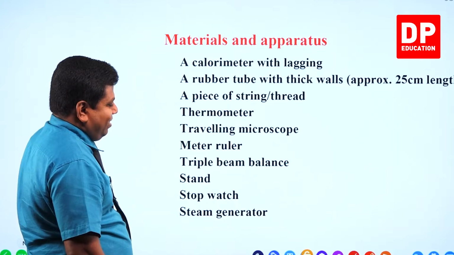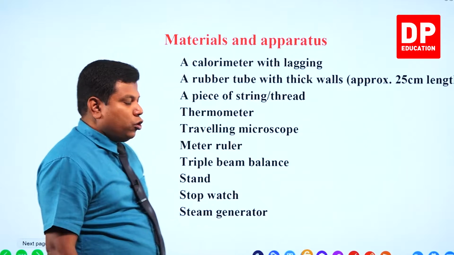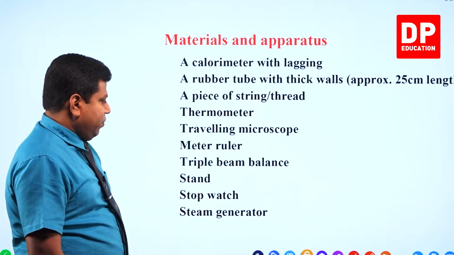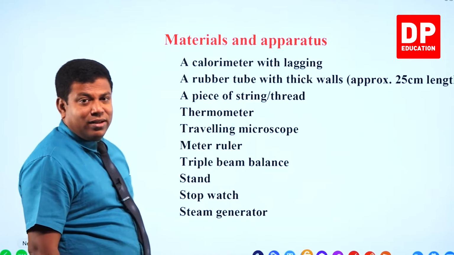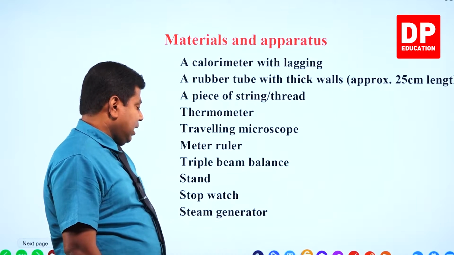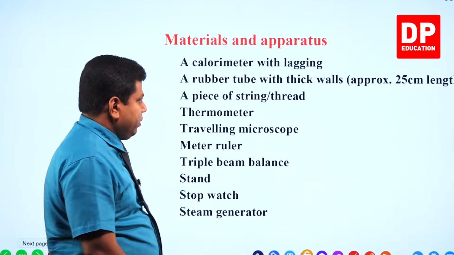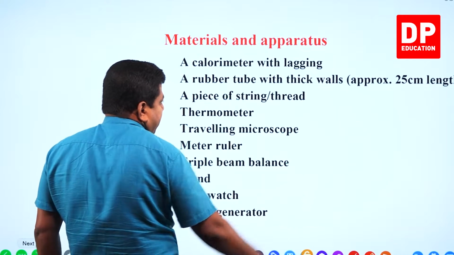Triple beam balance. Why do we need a triple beam balance? To measure the mass of water and calorimeter. Stand. Why do we need a stand? To fix these. Stopwatch to measure the time. Steam generator to generate steam. And you can also add a Bunsen burner as well.